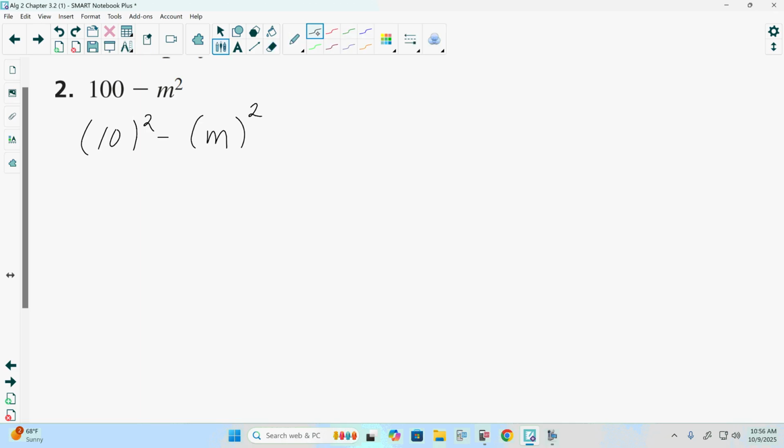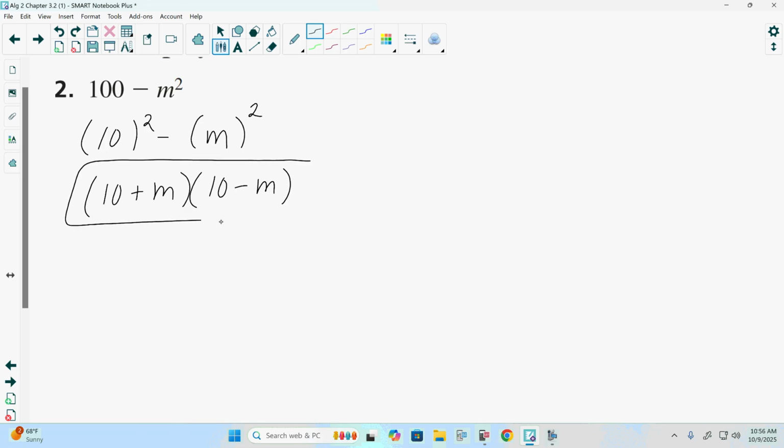Now, just because the variable is not first does not make a difference. We can put it in the second spot. Because our first one would be a plus b, so 10 plus m. And then a minus b, 10 minus m. 10 plus m times 10 minus m. And we can leave it like this here. We don't have to rewrite it so that the variable is first, m plus 10 times negative m plus 10. We can just leave it like this here. Questions on this so far? We're ready for the next one.